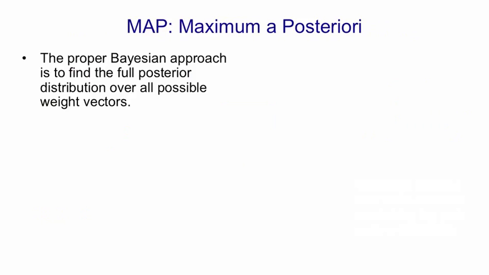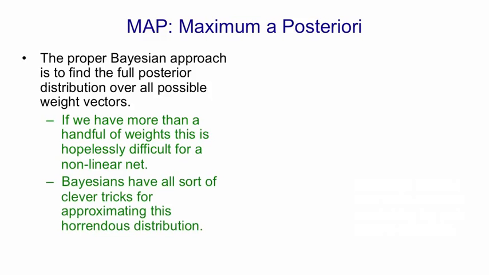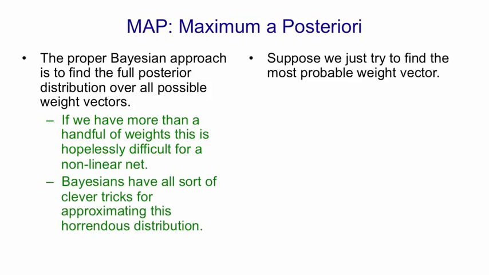So the proper Bayesian approach is to find the full posterior distribution over all possible weight vectors. If there's more than a handful of weights, that's hopelessly difficult when you have a nonlinear net. Bayesians have a lot of ways of approximating this distribution, often using Monte Carlo methods. But for the time being, let's try and do something simpler. Let's just try to find the most probable weight vector, so the single setting of the weights that's most probable, given the prior knowledge we have, and given the data.